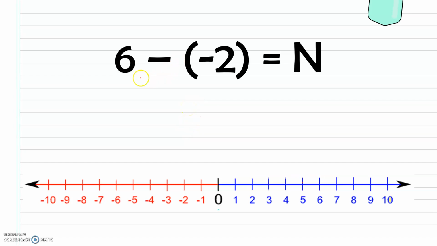Next example, 6 minus negative 2 equals n. Our minuend is 6, and on the number line, 6 is here. We are subtracting a negative 2 from 6. That means from 6, we'll be moving 2 times to the right. So we have 1 and 2, and we'll end at positive 8. So 6 minus negative 2 is equal to 8.